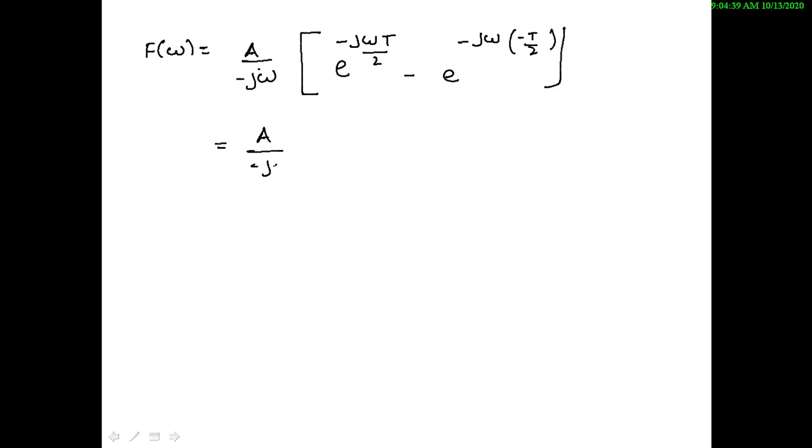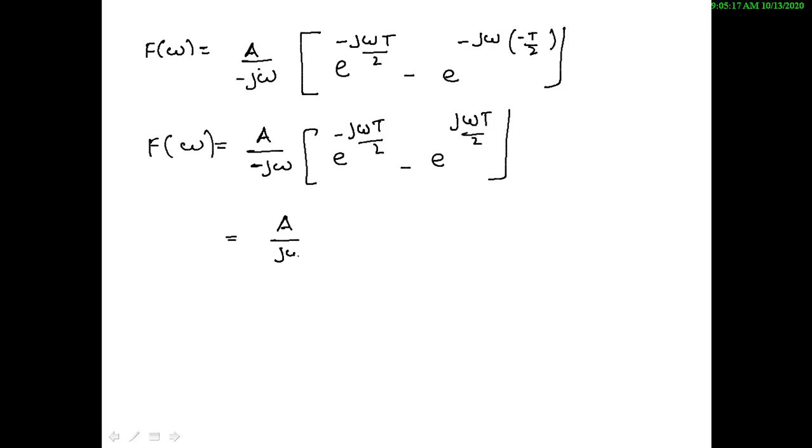This is A by minus j omega, this is e power minus j omega T by 2. This minus, this minus and this minus will become plus, so this is j omega T by 2. Okay, now this is still my F of omega. Now if I solve this and take this minus inside, I'll be getting A by j omega. This minus I am taking inside, so this will become e power j omega T by 2 minus e power minus j omega T by 2.